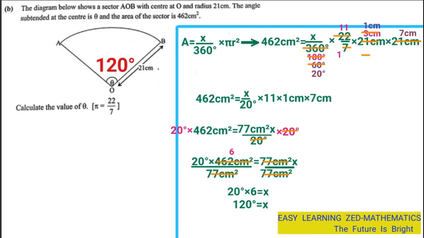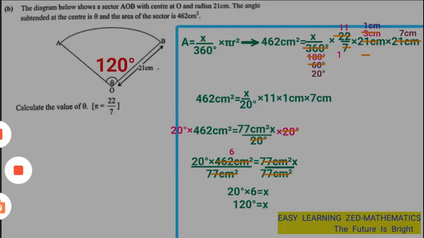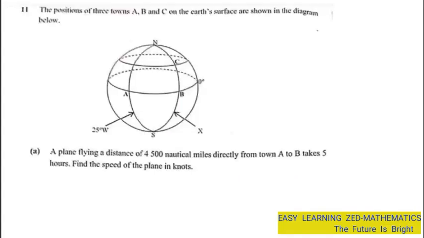Okay, now let's go to question number 11. Question 11 was as follows. The positions of 3 towns A, B, and C on the Earth's surface are shown in the diagram below. So you need to start the diagram. You can take note of the north and the south pole, the position of towns A, B, and C, as well as the 25 degrees west and X, and 0 degrees there.